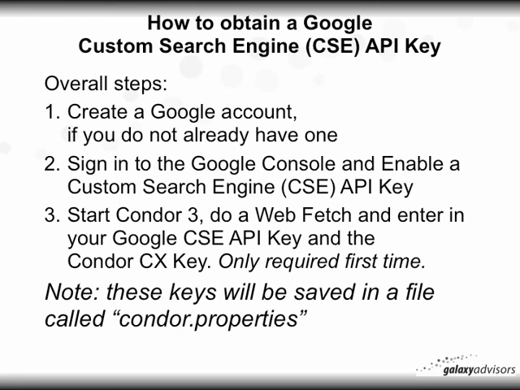Overall, the steps are first to create a Google account if you do not already have one. Now, if you have a Gmail account, you already have a Google account. The second step is to sign into the Google console and enable a custom search engine CSE API key. And the third step is simply to start Condor 3, do a web fetch, and enter in your Google CSE API key and the Condor CX key. Now, this is only required the first time. Note these keys will be saved in a file called condor.properties.